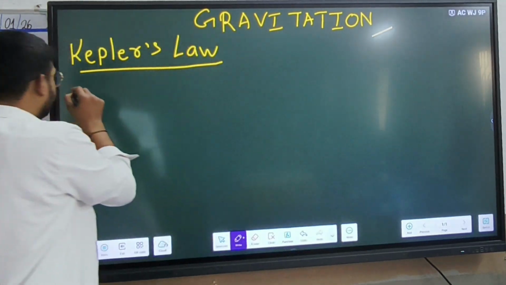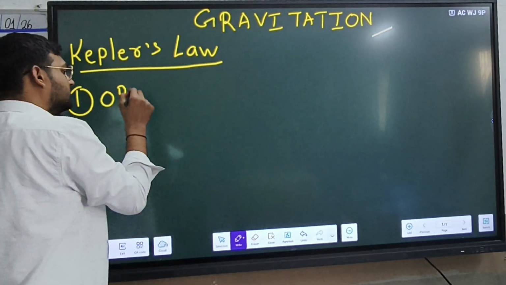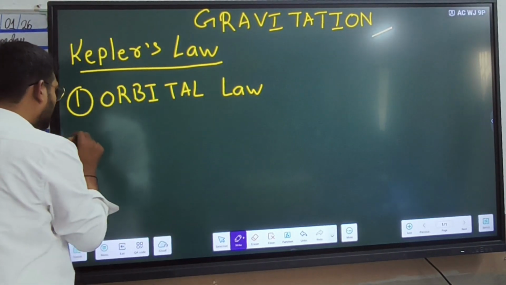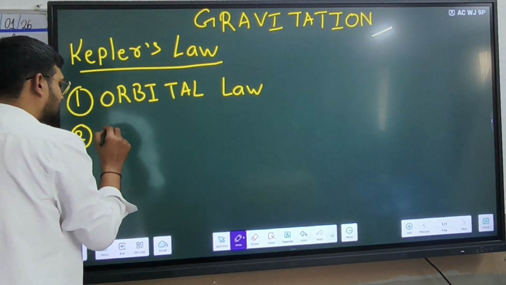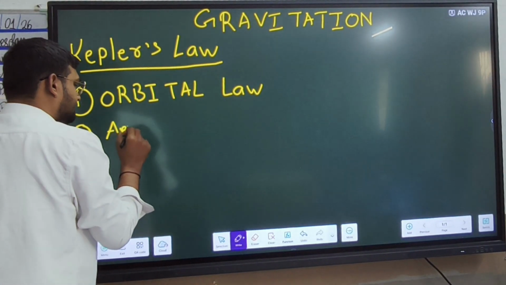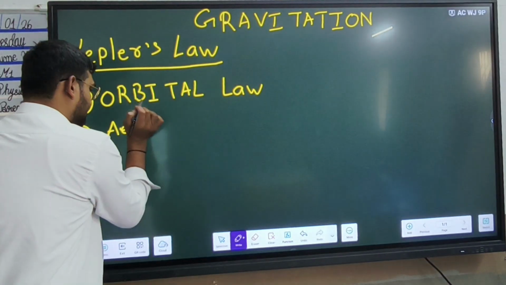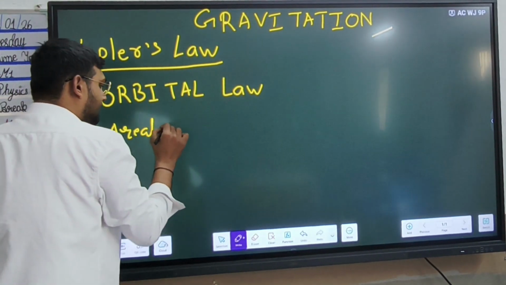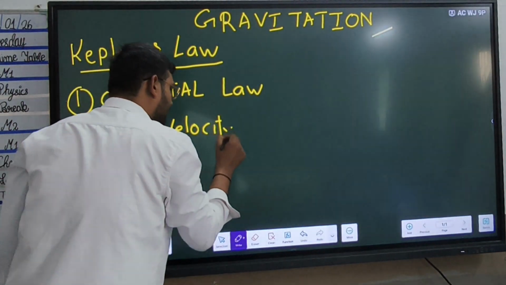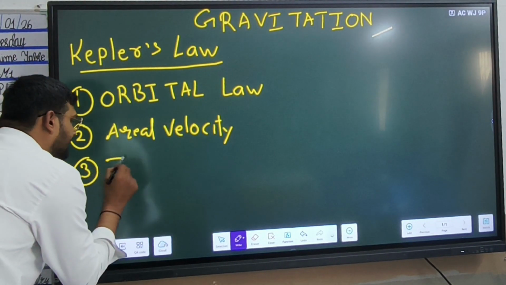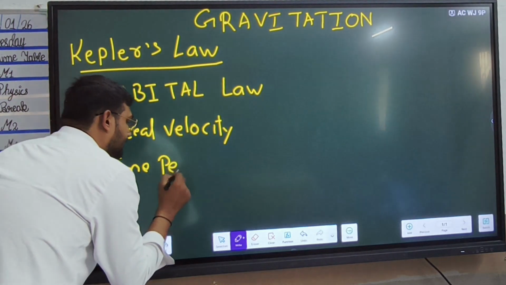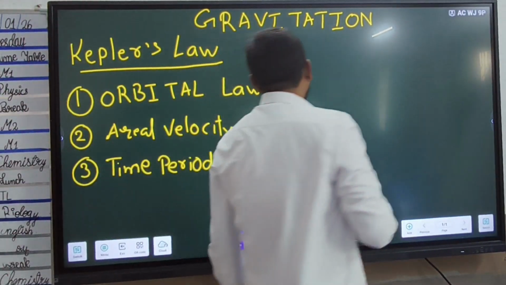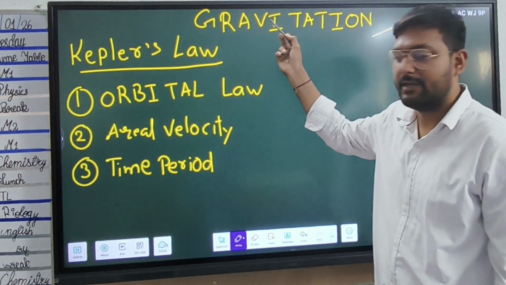The first law of Kepler is called the orbital law. The second law of Kepler is called the law of aerial velocity. The third is the law of time period. These three laws of Kepler, which come under the topic of gravitation, we are going to study today.